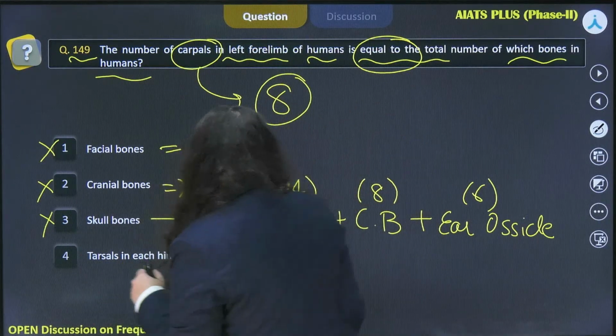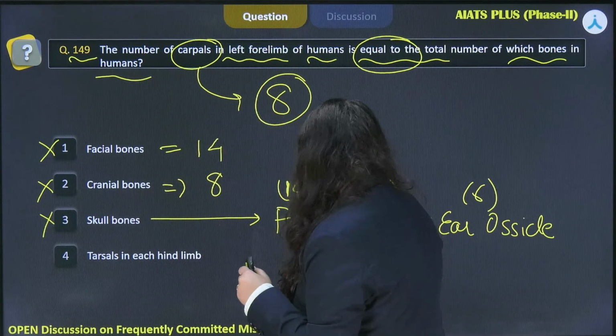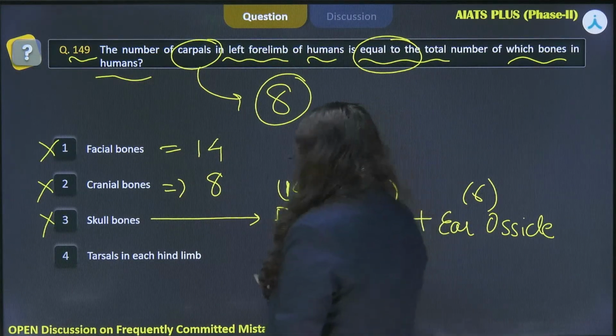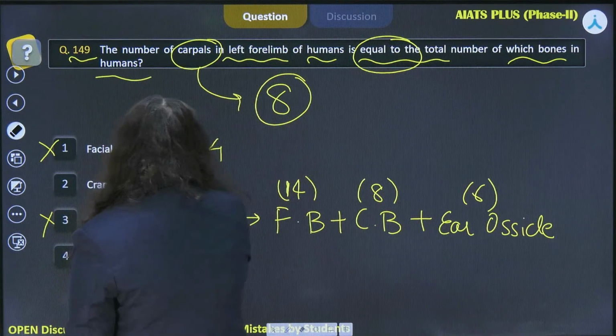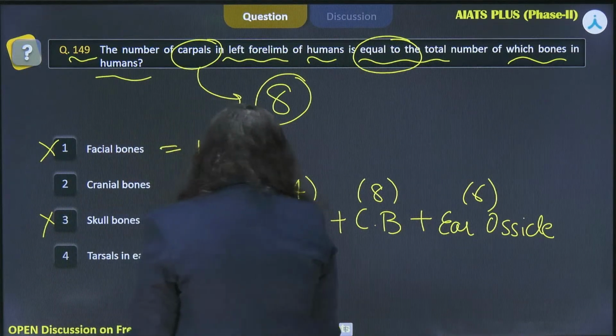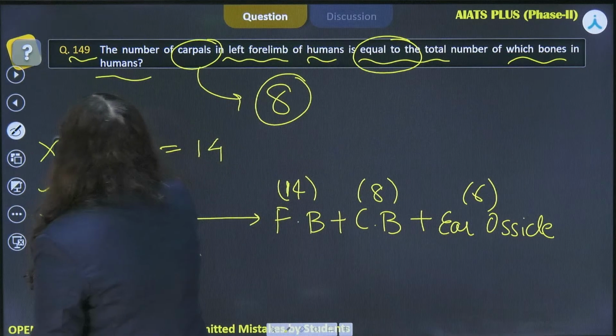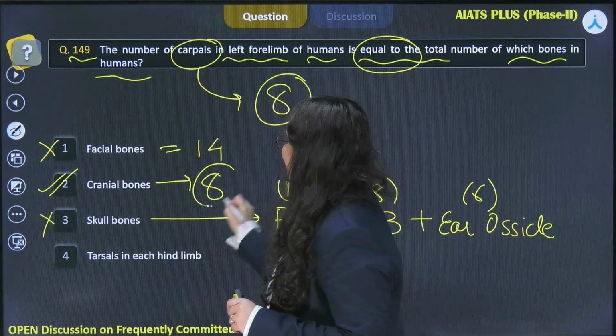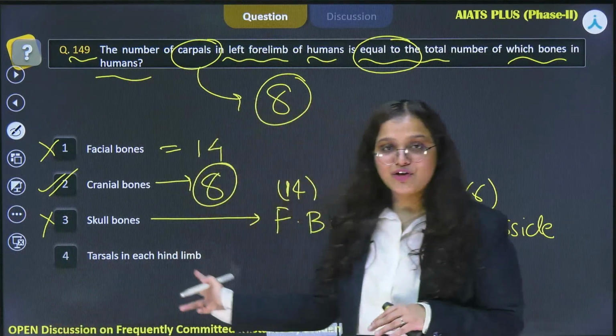Sorry, dear students, I made a mistake. We saw that our cranial bones are 8 in number, and just like our palm bones. Therefore our right answer should be cranial bone itself. And we will see why the other options are not correct.